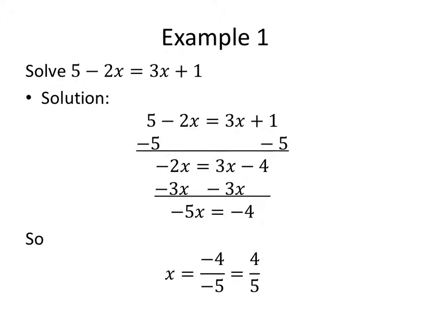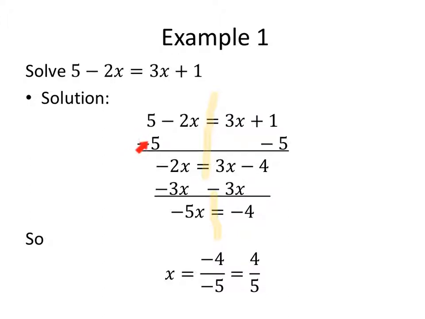Example 1. So we're going to solve 5 minus 2x equals 3x plus 1. And we're going to do this step by step at first. The first thing I'm going to do is I'm going to subtract 5 from both sides, always separated by the equal sign in the middle. And maybe you would even want to draw a line here so you can see sides of the equation as you're going through it.